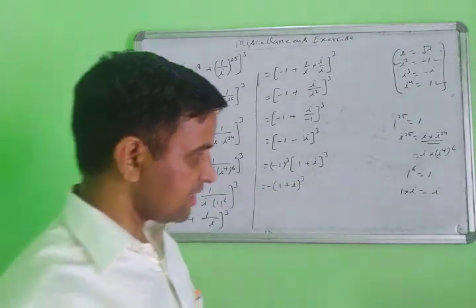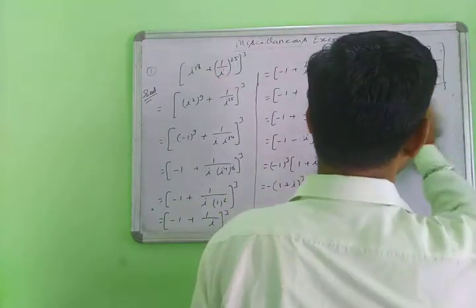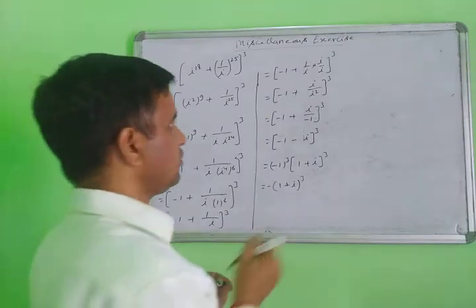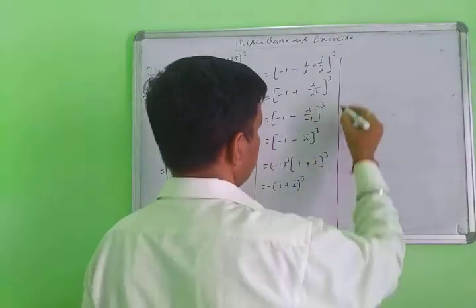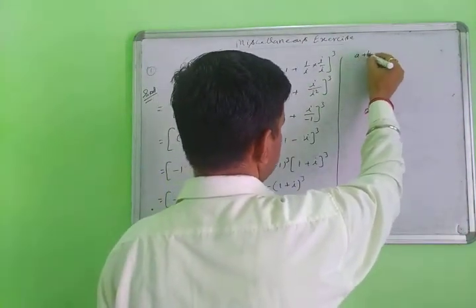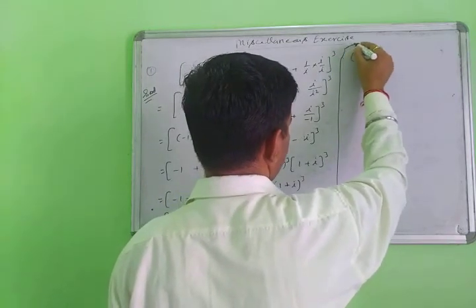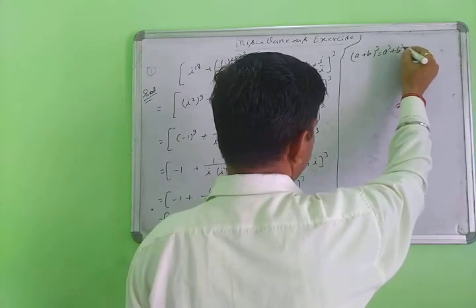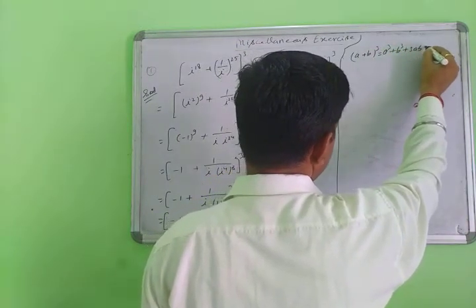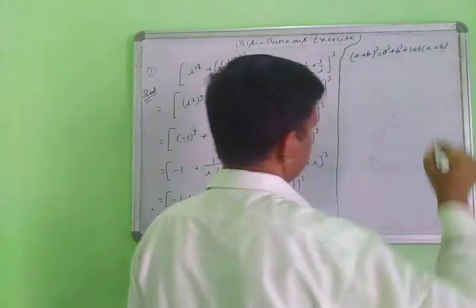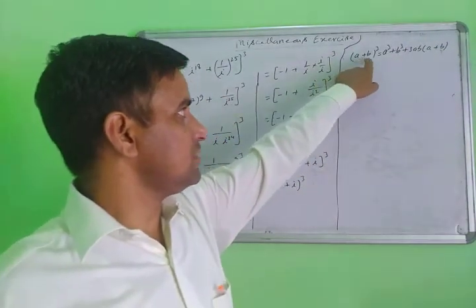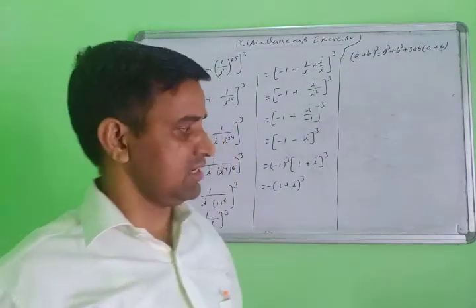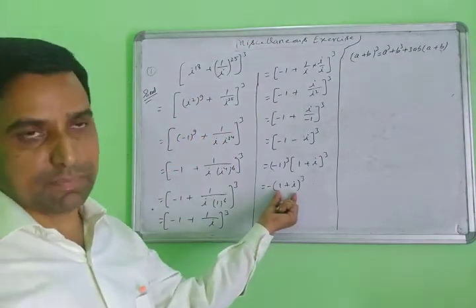Then you will write here the identity of a plus b whole cube. What is the identity of a plus b whole cube? It is a cube plus b cube plus 3ab into a plus b. This is the identity of a plus b whole exponent 3: a cube plus b cube plus 3ab into a plus b. So we use this identity in this part.